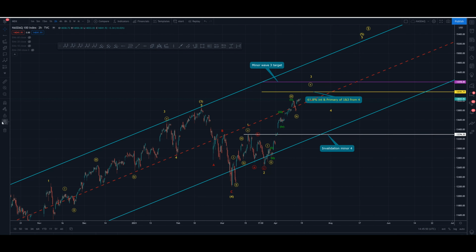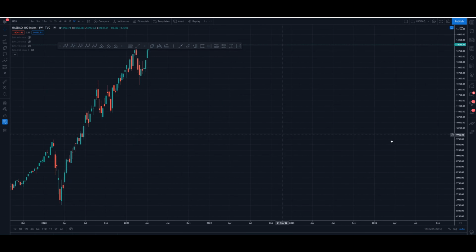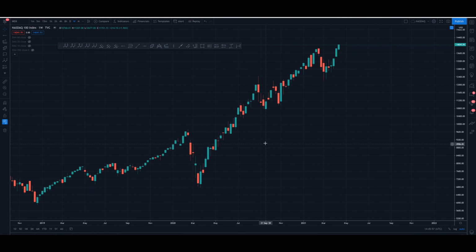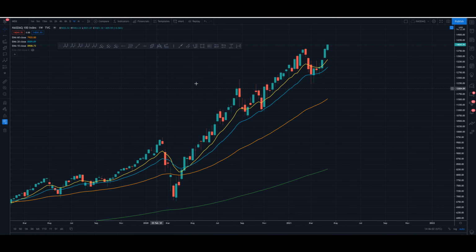We're just going to hide the Elliott wave count for the moment. We're going to go out to the weekly time frame. Zoom in a little bit. We're going to bring up our moving averages here. Now we're on the weekly time frame, just hide our favourites bar for the moment.